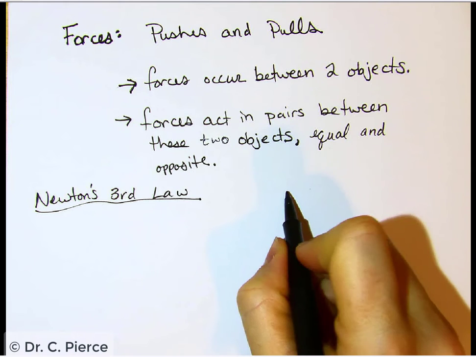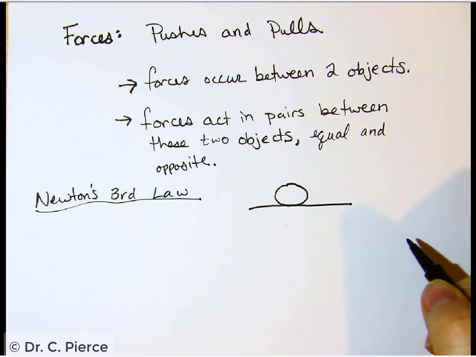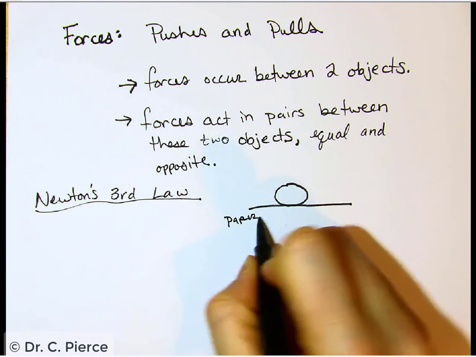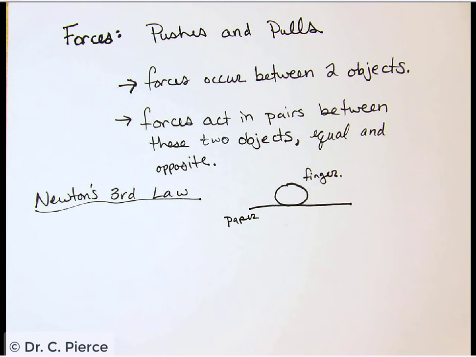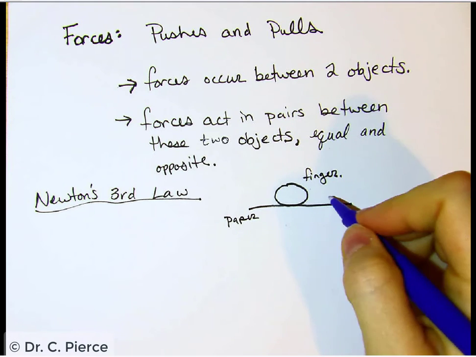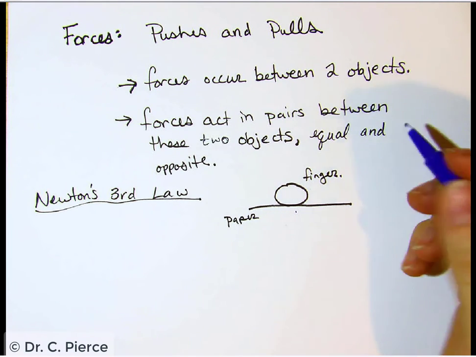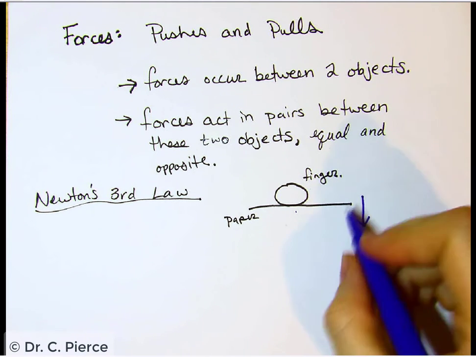So in the case of my fingertip and the paper, those are going to be my two objects. What we could imagine is that my finger would be pressing down on the paper. And you can draw that arrow anywhere. You could draw it starting here and going downwards. How about I just draw it off to the side right now? So the finger will press downwards on the paper.